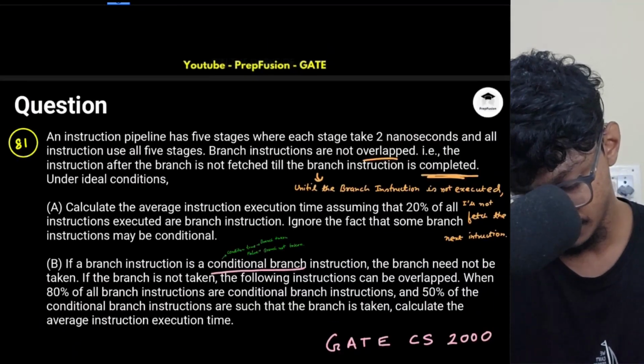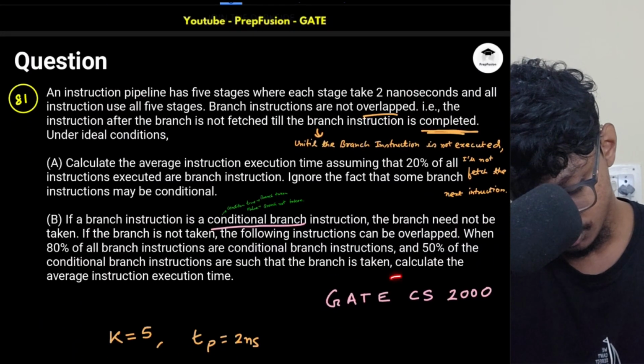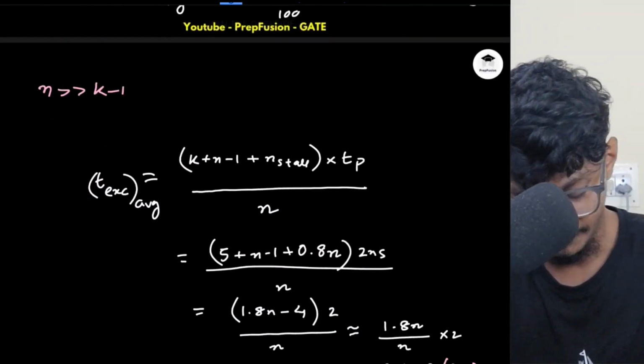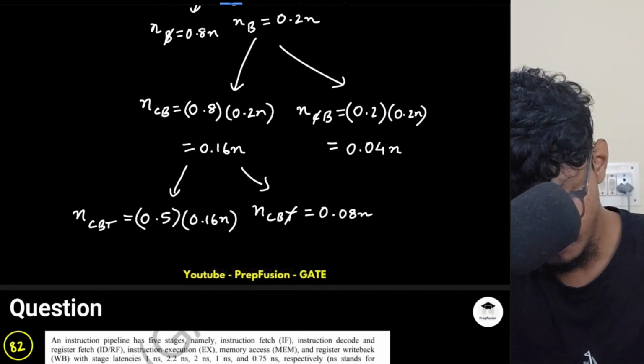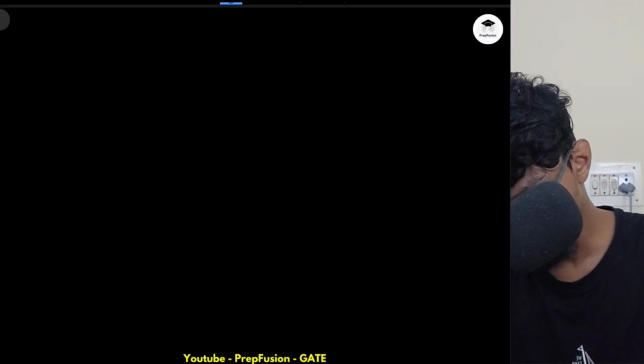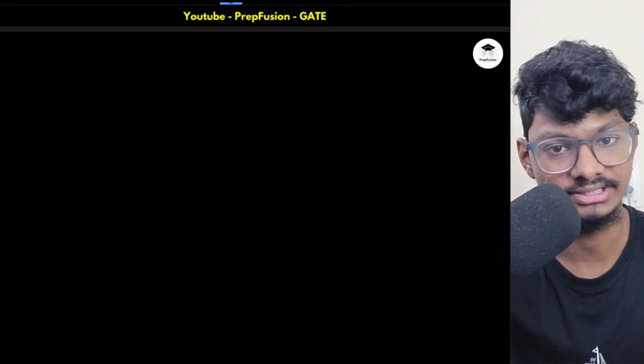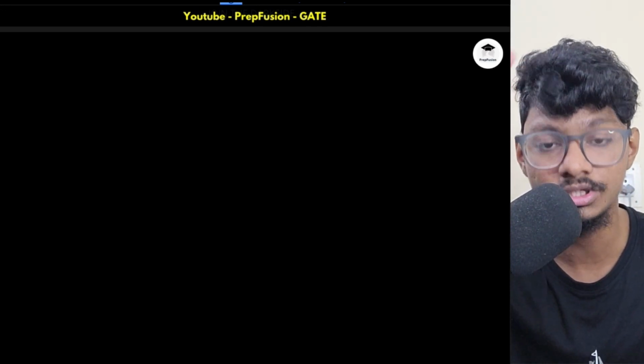So this is the actual thing. Now calculate the average instruction execution time. So how do I find out the things here? One thing I have to understand is the point I told you: whenever the branch is taken, I will introduce stall cycles. If the branch is not taken, I will not introduce any stall cycles.